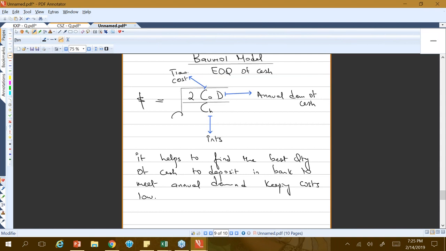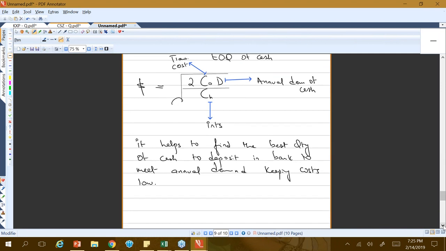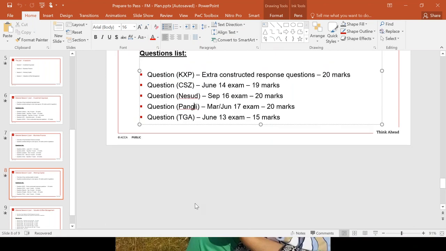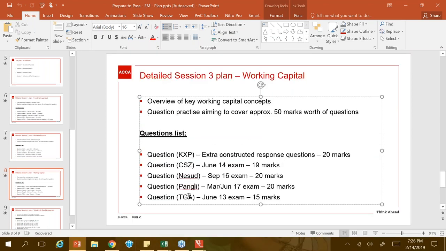Now, this is it on the cash management models. What I would like you to do later, this evening or tomorrow, is that there are some other good questions as well here. There are three questions. One is NICID question, one is Pangley, and the other is TGA. These are all really good questions, working capital. We just had time constraints here that we couldn't do these questions in exam time. Otherwise, I would have loved to do them. So you can try these questions, and two of them are quite recent in the last few years. And I've taken June 13 exam as well, TGA, and all these questions are there with you. So I hope that this would help in your practice on working capital.